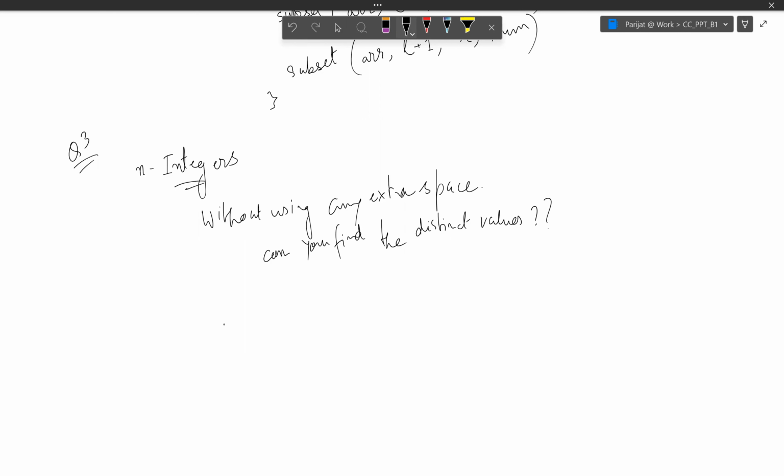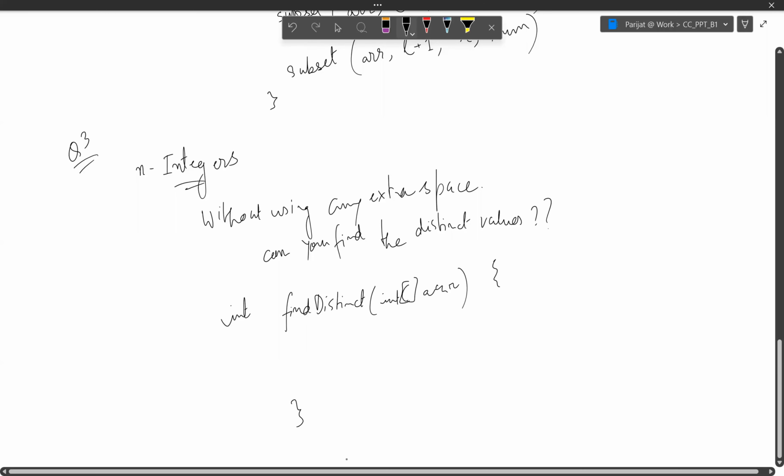So you are given an array of integers, you have to return an integer, the number of distinct elements in the array, but you cannot use any extra space. You can think of using complex algorithms which take more time, but you cannot use space. Okay, so how would you solve it?